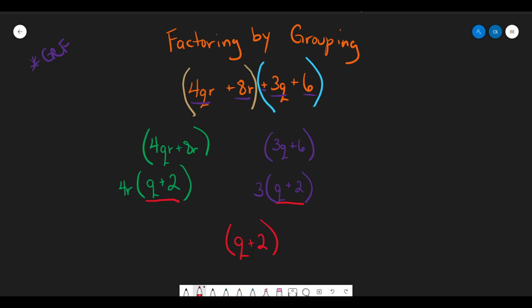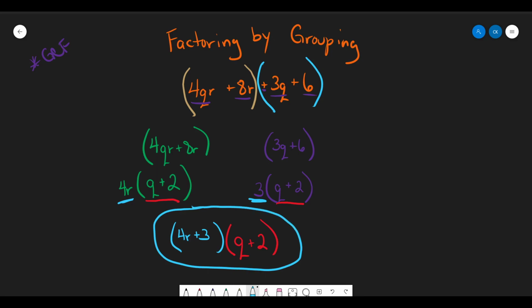First part, it really doesn't matter in which order we put it in. But this is going to be part of my answer. Then I take a look at the two GCFs that I pulled out, a 4r and a 3. I'm going to take those two, and I'm going to put them in their own parenthesis. So it's going to be 4r, and this is going to be plus 3 because this is a positive 3. So my final factored out version is going to be 4r plus 3, q plus 2.